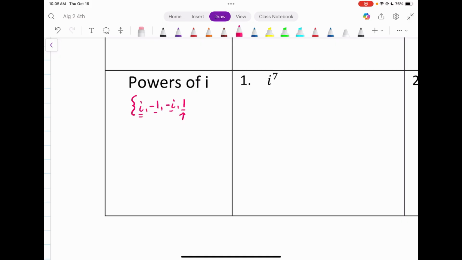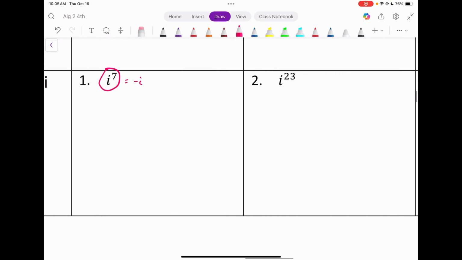I'll need you to notice that this 1 is where i to the fourth power falls, i to the 8th, i to the 12th, i to the 16th. So any multiple of 4 is going to fall there. So I know that i to the 8th would be 1. Therefore, for this first problem, i to the 7th will be simply the value before it.